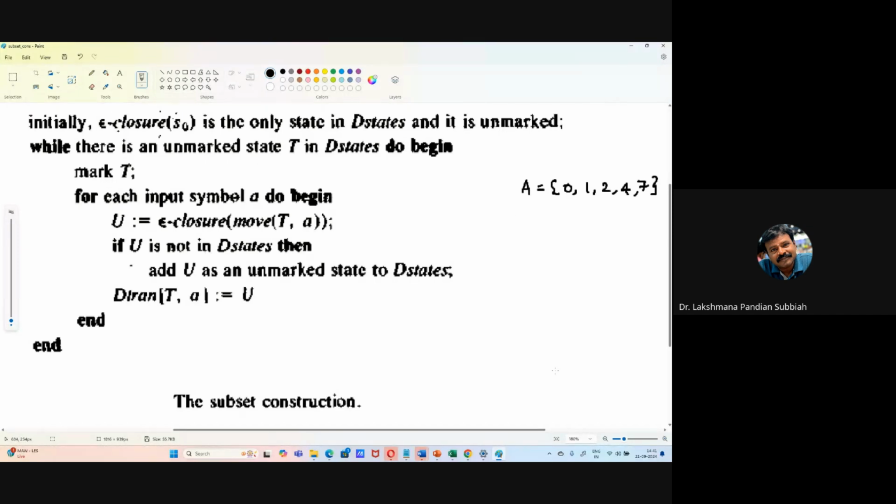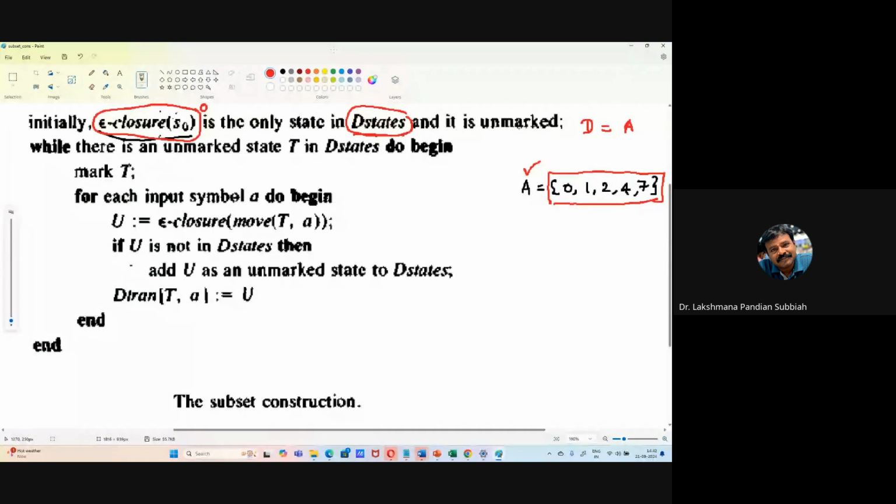Now epsilon closure of S naught, the 0 state. This is what we calculated in the previous algorithm. Epsilon closure of 0 is the only state in T state. So in the deterministic finite automata, we have the state A. The previous algorithm found that epsilon closure of 0 is this one, so we can consider it as one state for the DFA. That is in T state.